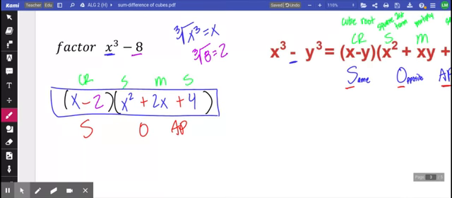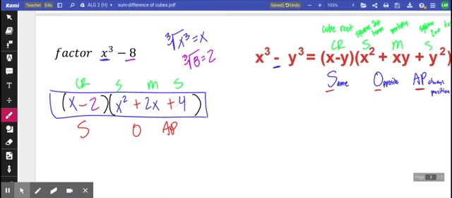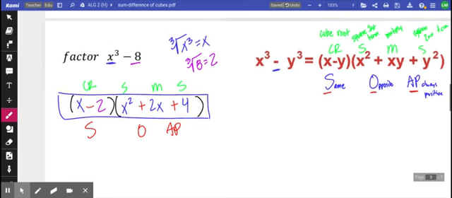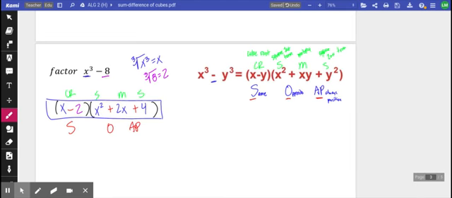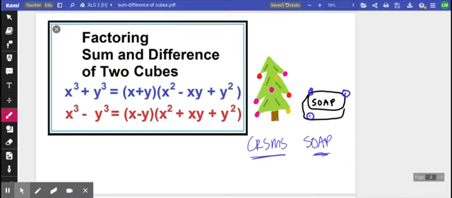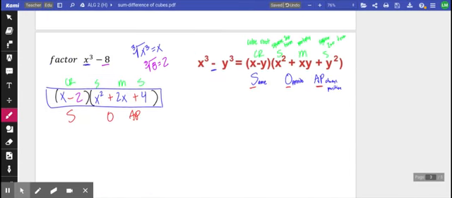Whenever you do difference of cubes, I cannot go any farther. That trinomial is never going to be able to factor any farther than that. Okay. All right, let's do 2 more. Again, Christmas soap helps you remember that pattern so that you don't have to remember just this crazy thing all by itself, but you have to see it done a couple times, and that's going to help you out.